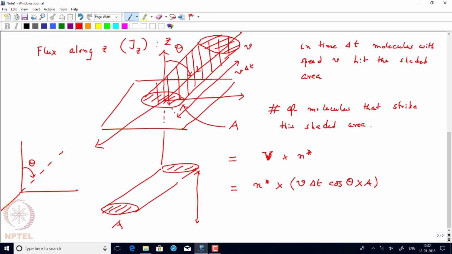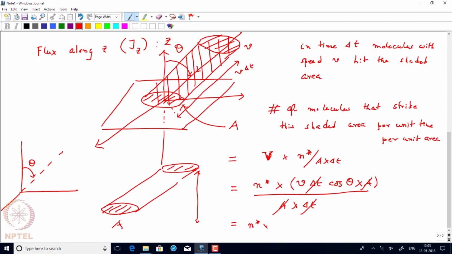Now all we are interested in is not the number of molecules that strike this shaded area, but we want to calculate a quantity which is per unit time and basically per unit area. So that can be easily figured out. We just have to divide it by area times the time it took. So it has to be divided by A times delta t. So I'll just get these arbitrary things cancelled, and all I'll be left with is nothing but n star into v into cos theta. Now we have a situation here.